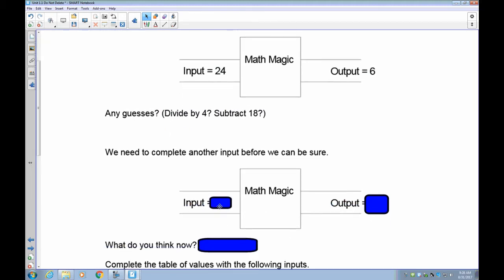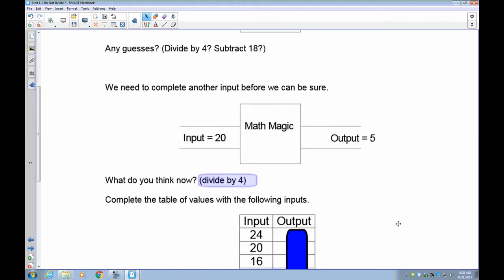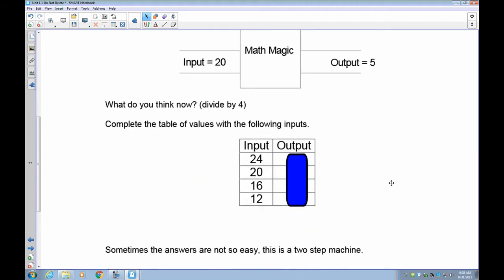So in this case, this is 20. Going in, we've dropped this time. Your input's actually decreasing by 4. And your output is now 5. So we can now see that 24 divided by 4 is 6. 20 divided by 4 is 5. So we're pretty confident now that we're dividing by 4. So pause the recording and fill out the rest of the table.